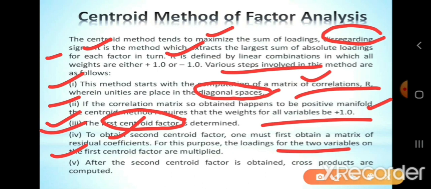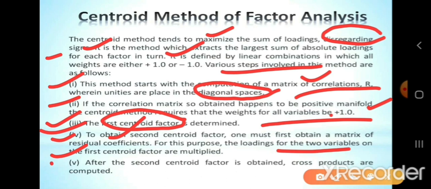Okay, so to calculate this residual coefficient matrix, all the first factors on the two variable side are multiplied. Okay, so this is basically done by cross multiplication. The residual coefficient matrix is obtained by cross multiplication of the first centroid factors. Okay, we will better understand this by an example.